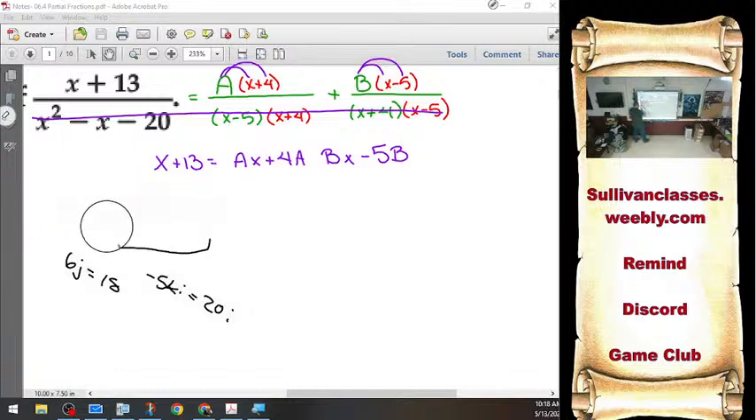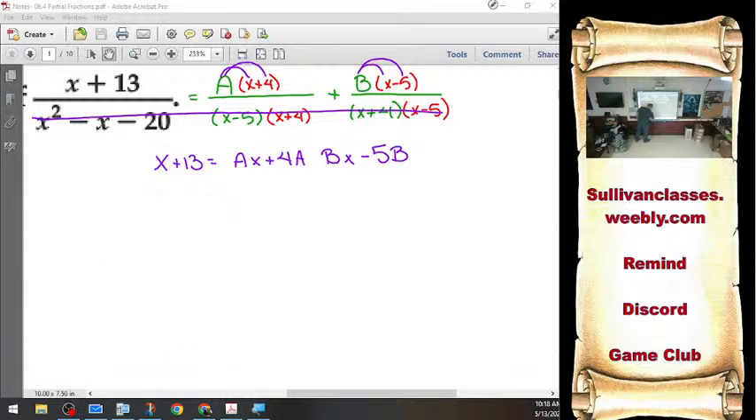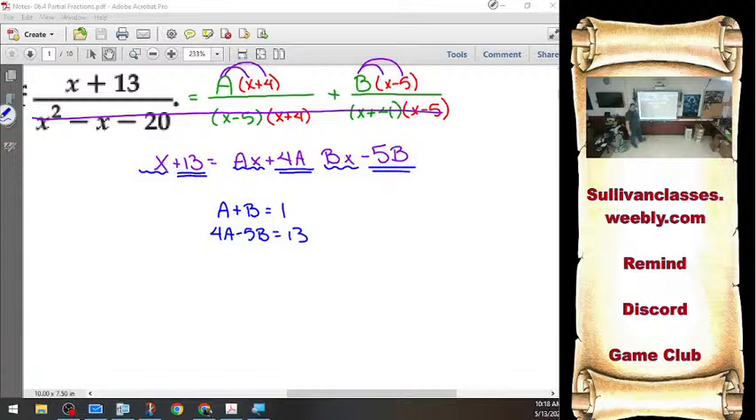So that concept is coming back to us here, where now I know I've got this much x and this much x will make this much x. So a plus b has to total up to 1. I've got this much constant, and it has to add up to this much constant. So I know 4a minus 5b has to equal 13. You just made yourself a neat little two-variable system. Solve it like you're back in algebra.